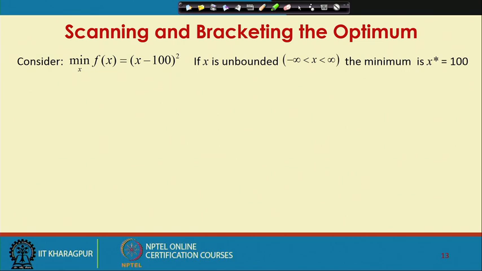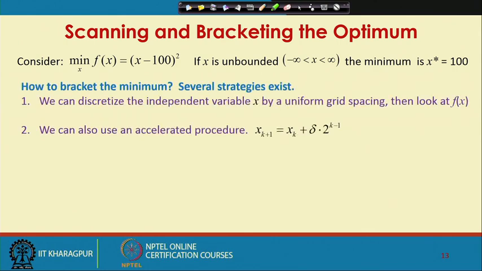Consider a function which is (x minus 100) whole square. If x is unbounded, clearly the minimum solution is x star equal to 100, because at x equal to 100 the function value is 0, and since the function value is square of something, it cannot be less than 0. So, how do I bracket the minimum?